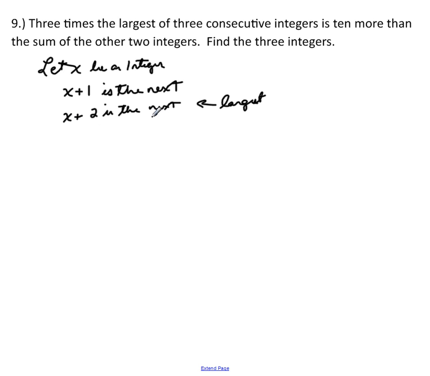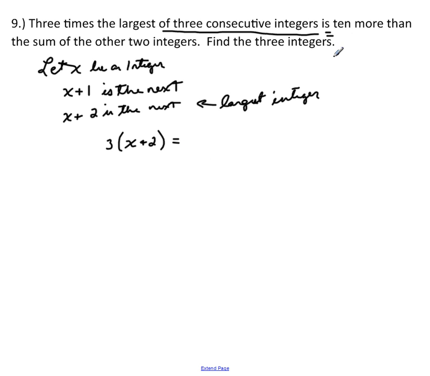So if this is our largest integer, the problem says 3 times the largest of the consecutive integers. How do we say 3 times that largest integer? We multiply it by 3. So we take 3 times the largest integer, 3 times (x plus 2). And we say 3 times the largest of 3 consecutive integers is... The key word is means equals.